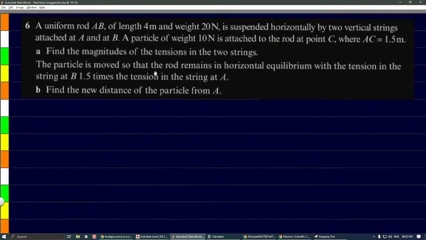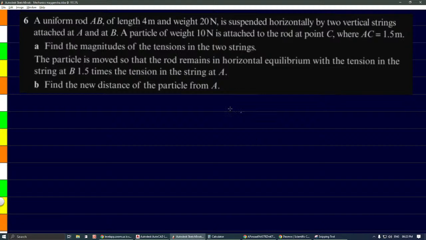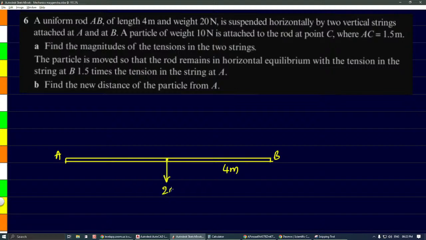Okay. So uniform rod AB of length 4 meters, weighing 20 newtons, is suspended horizontally by two vertical strings attached at A and B. A particle of weight 10 newtons is attached to the rod at point C. So first let us start with the rod. The rod is AB, its length is 4 meters and weight is 20 newtons. So 20 newtons will act at the center. Then it's attached by two vertical strings at A and at B.